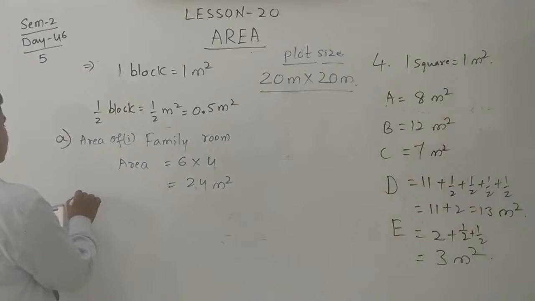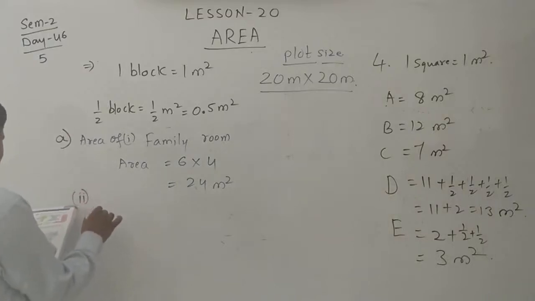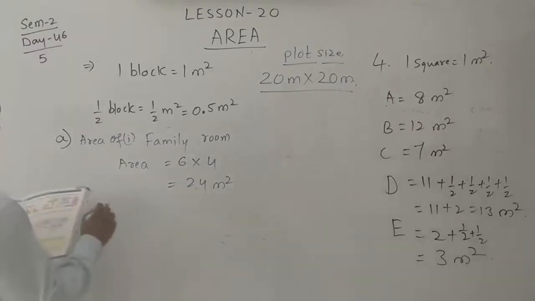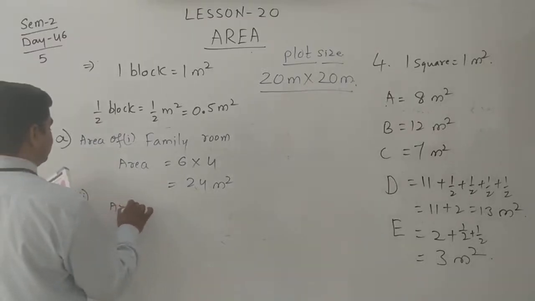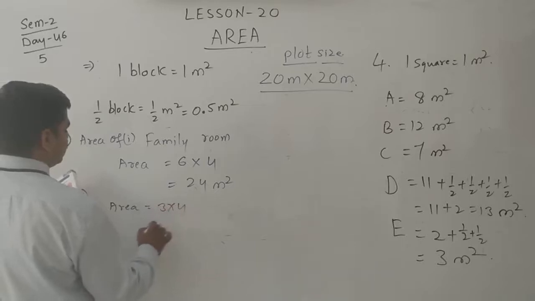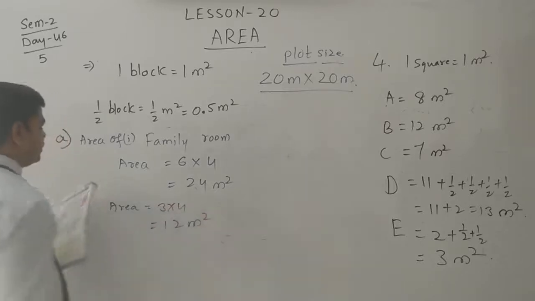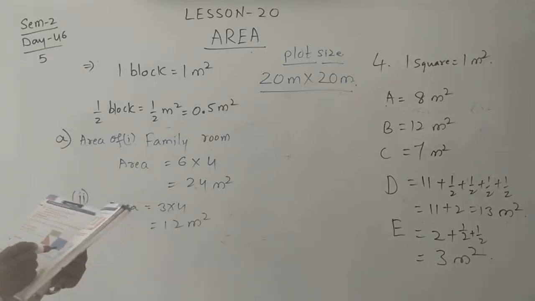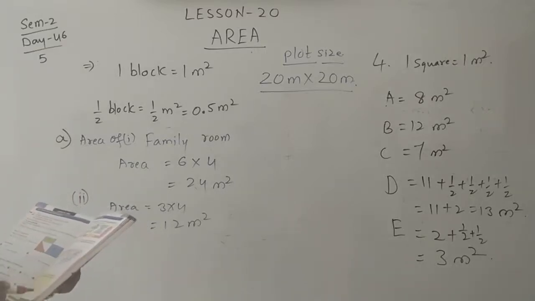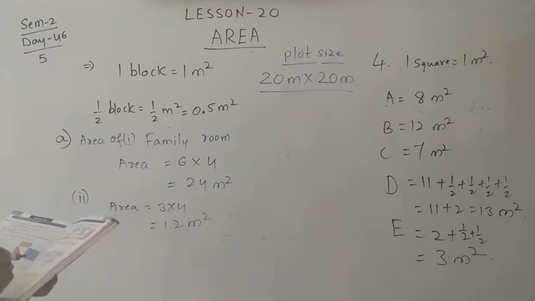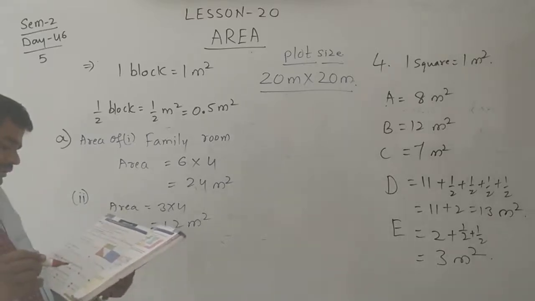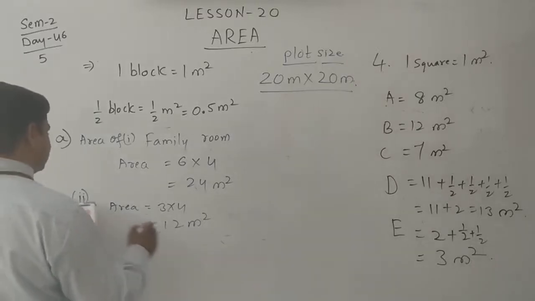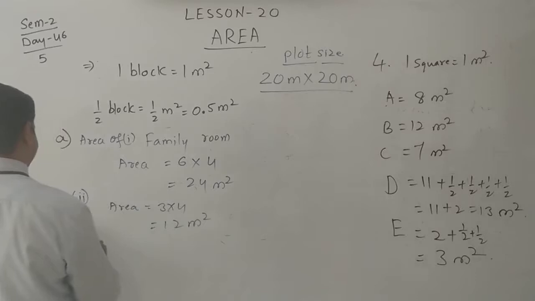And second one, area of children's bedroom. 3 into 4, that is 12 meter square. Third one, master bedroom. Master bedroom, how many are there? 4 into 4, and this balcony. With the balcony you should count. Master bedroom with balcony, that is 5 into 4.